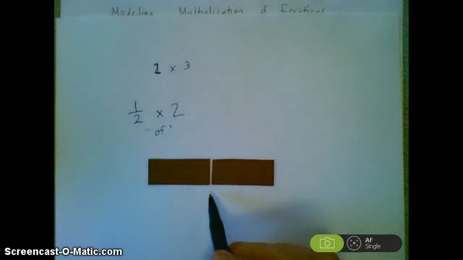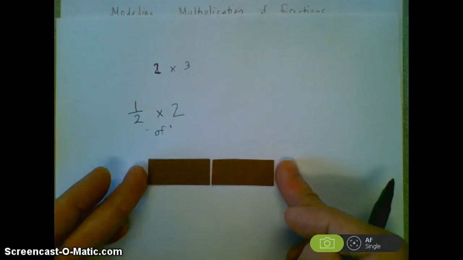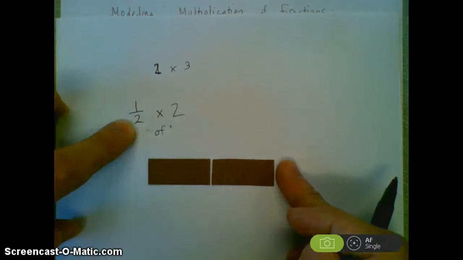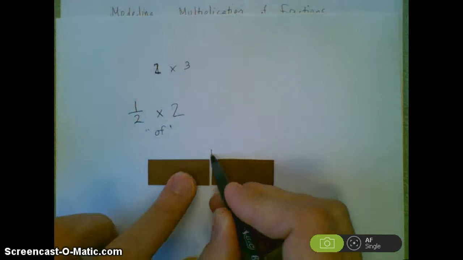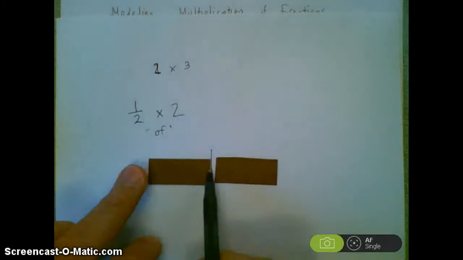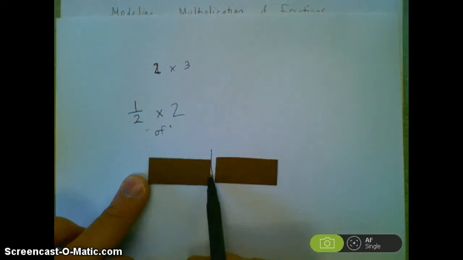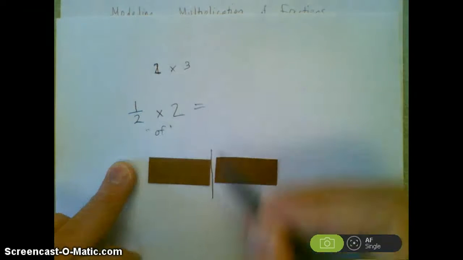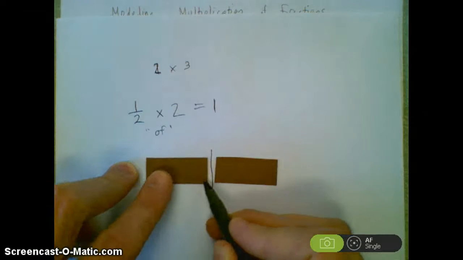So I think about this whole length of 2 Milky Ways. I want to divide it into 2 parts and take 1. So I'll just draw a line down the middle, divide that into 2 parts, and I'm only interested in one of the parts, so there it is. Now that part is our answer. So 1/2 of 2, we can see that it is 1. 1/2 of 2 Milky Ways is 1.